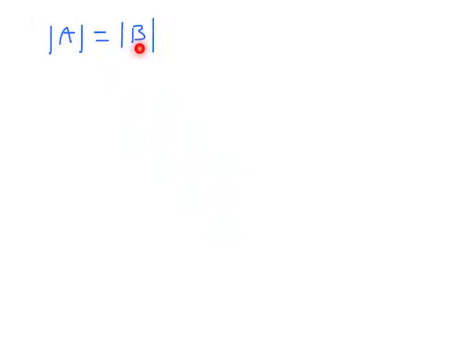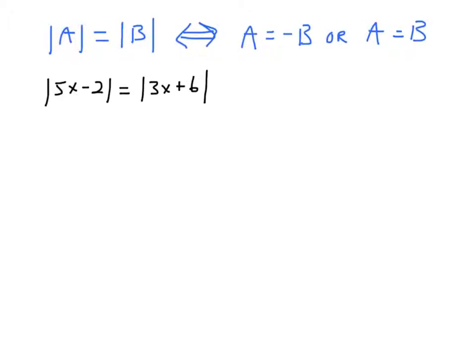And when we have that situation, this will be equivalent to, so again, this double arrow means equivalent to, meaning we can change it into a equals -b or a equals b. So that's a similar process, but we're working with two expressions now, both inside absolute values. So here's an example of that kind of problem.